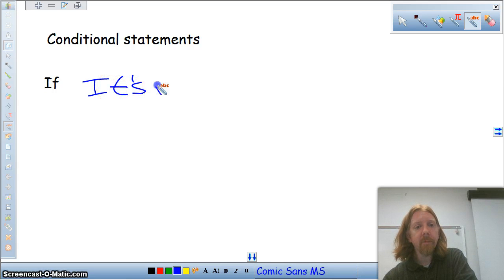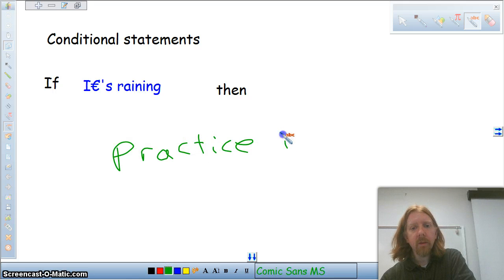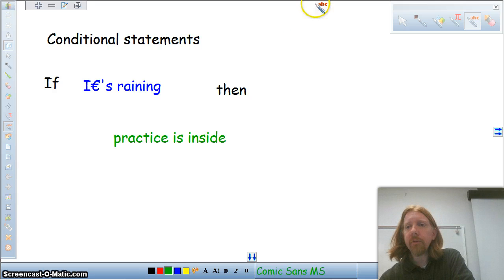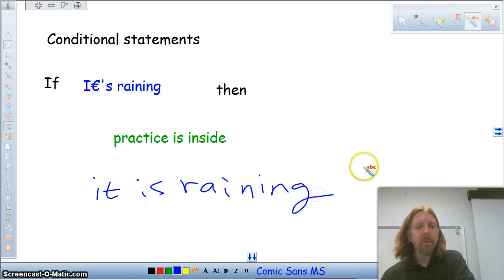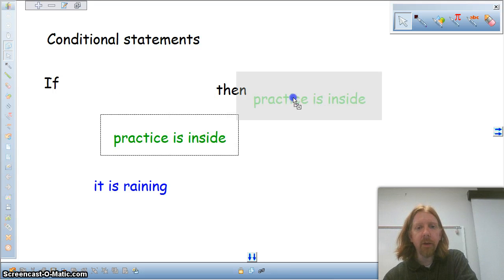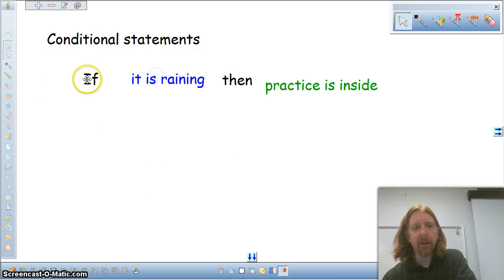If it's raining, then, and we'll get another one. Practice is inside. And that's a fairly straightforward, easy to understand conditional statement. If it is raining, then practice is inside. So we can see that one idea leads to another. And so we can orient our if-then statement like that.